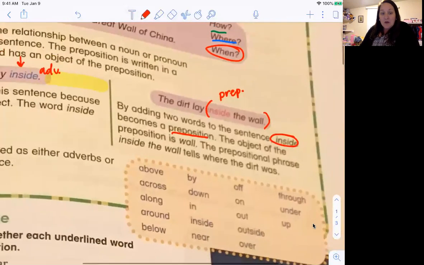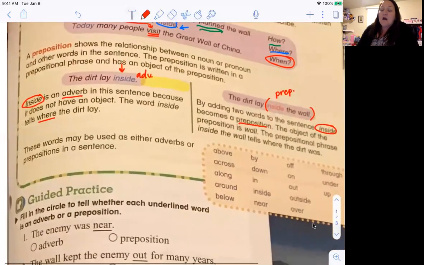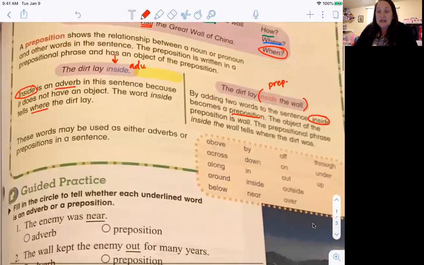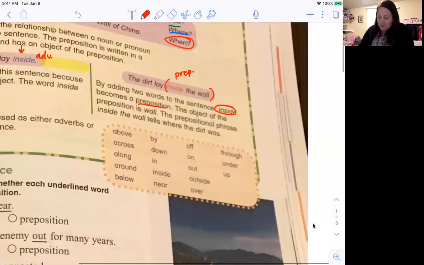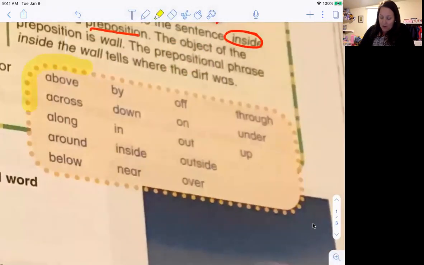Okay, let's keep going. So there are some common words that can be easily mistaken as an adverb or a preposition. And the words are here. And if I were you, I'd refer back to this several times as you're doing your paper today, because it's going to help you.